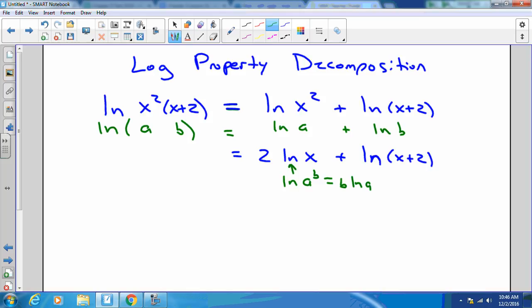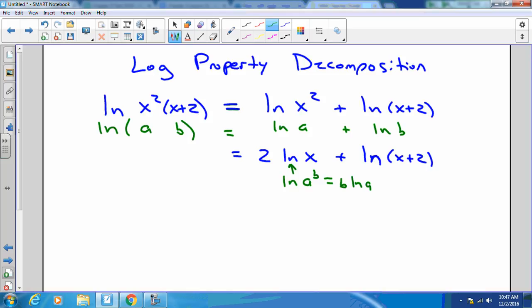Yes, ma'am. In order to do this kind of thing, both of them would have to be the same base, right? So the base is always the same. But if it was like ln times log, you couldn't do this because they're two different bases. Hey, that's a great question.